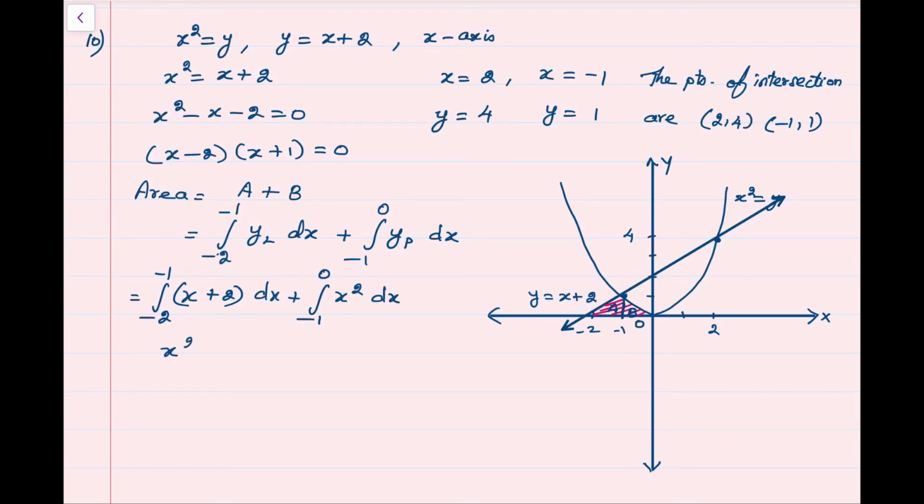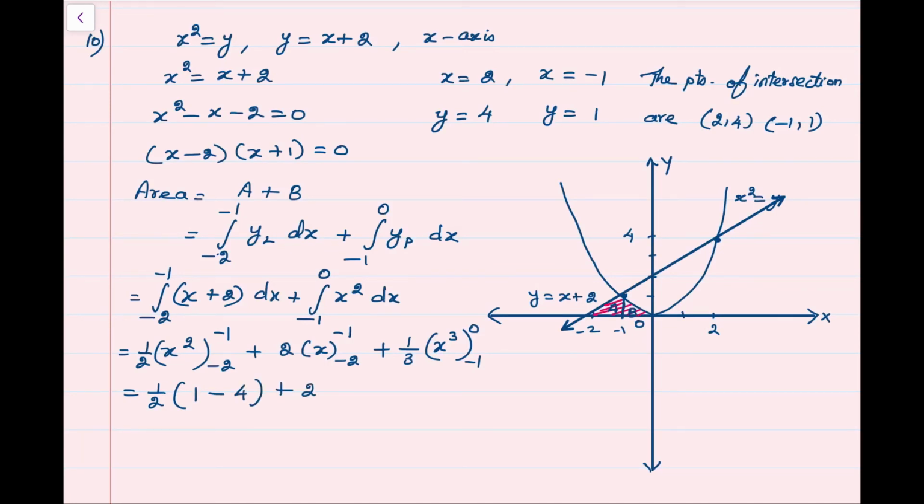Integral of x is x squared divided by 2. The limits are minus 2 to minus 1, plus integral of 2 is 2x. The limits are minus 2 to minus 1, and integral of x squared is x cubed divided by 3. The limits are minus 1 to 0. Half into upper limit minus lower limit, 2 times upper limit minus lower limit, plus 1 by 3 times upper limit minus minus 1 the whole cube, which is minus 1.